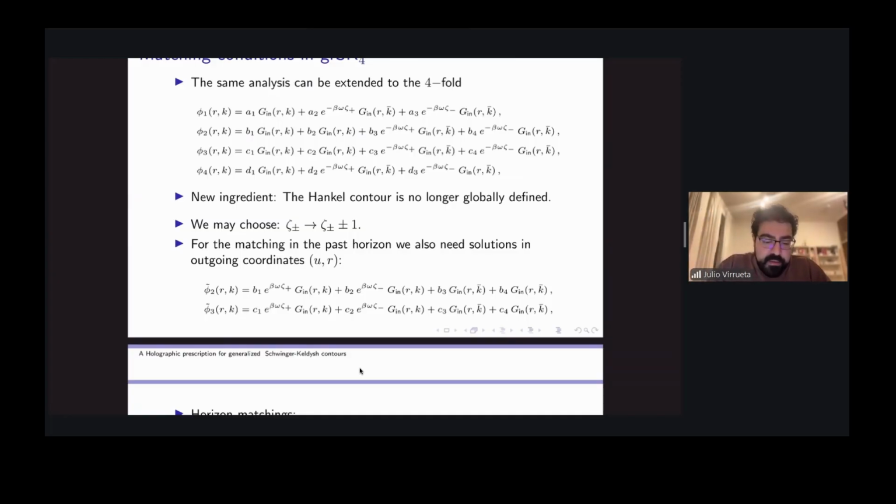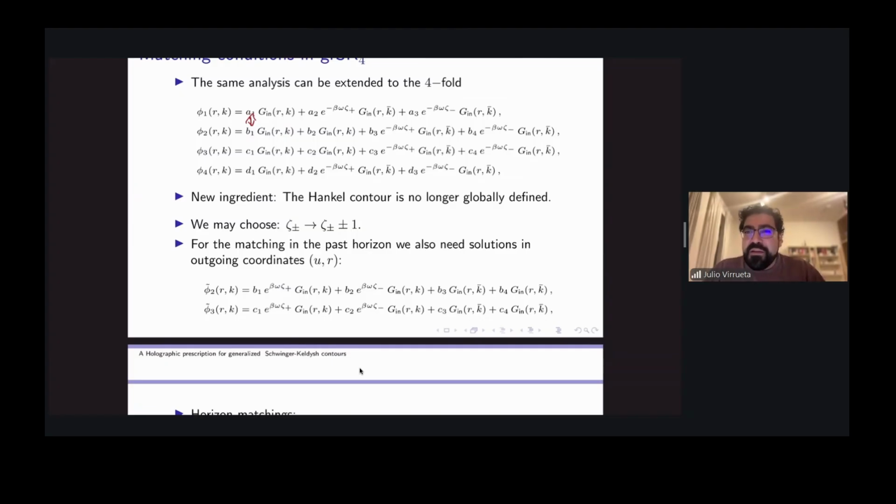Now, the ingoing solution is analytic in the future horizon. So in principle, I will match these coefficients. But I need to be careful because I also need to do matchings in the past horizon. And there the story is reversed. The ingoing solution is not analytic in the past horizon. The outgoing solution is analytic in the past horizon. So the matching gets a bit more complicated.